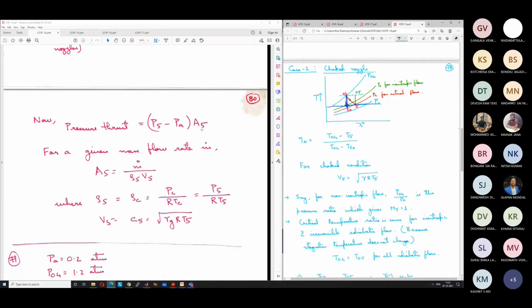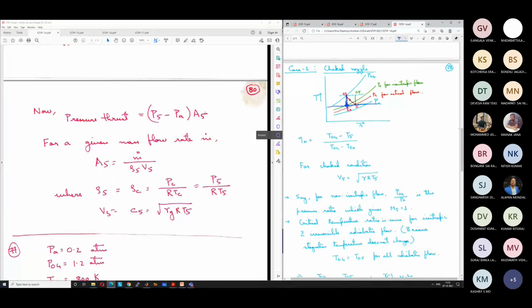Once we find what is P5, we can easily find the pressure thrust, P5 minus PA, where PA is the ambient pressure. So this difference in pressure, multiplied by the nozzle exit area, gives us the force that is generated due to the pressure difference. So this is known as pressure thrust.